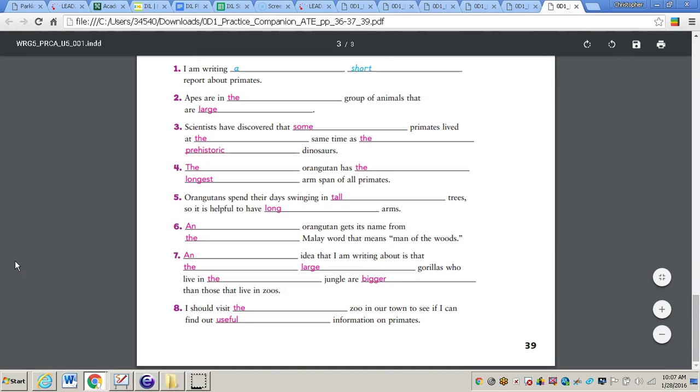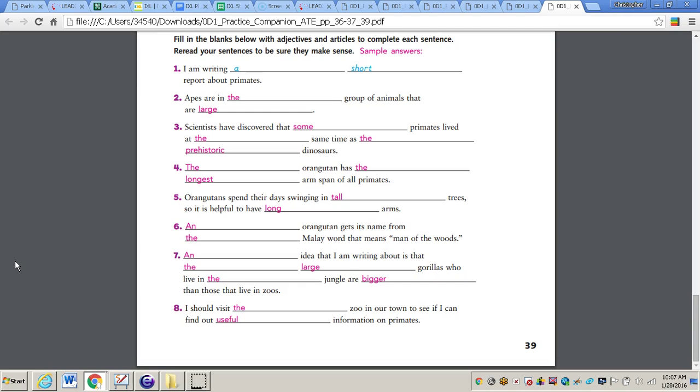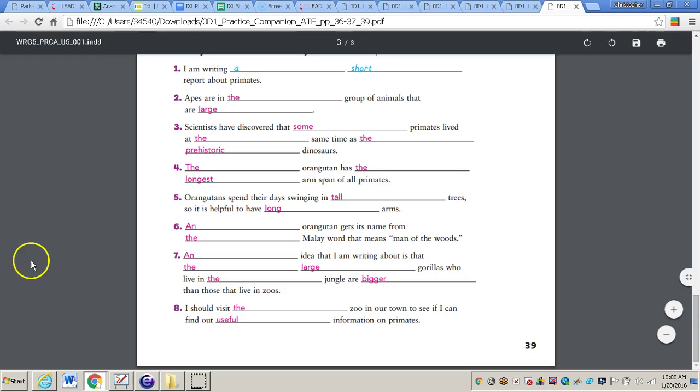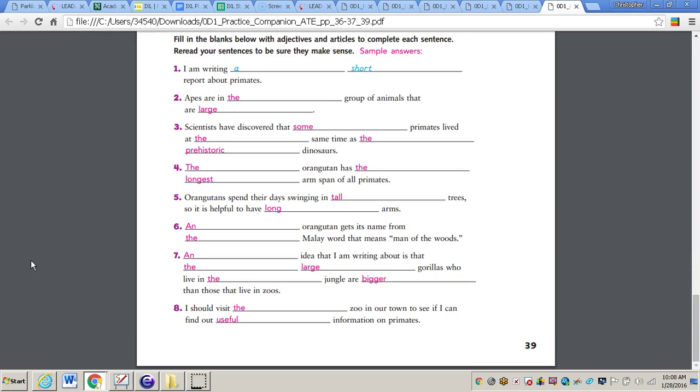Okay, so here are some examples for numbers 2 through 8. You can see the ones on the screen, and they probably do not match the same ones you use, but we can at least be somewhat close here. So it says apes are in the group of animals that are large. So is the article and large is the adjective. Number 3, scientists have discovered that some primates lived at the same time as the prehistoric dinosaurs. So you can see the adjectives and articles within that sentence.